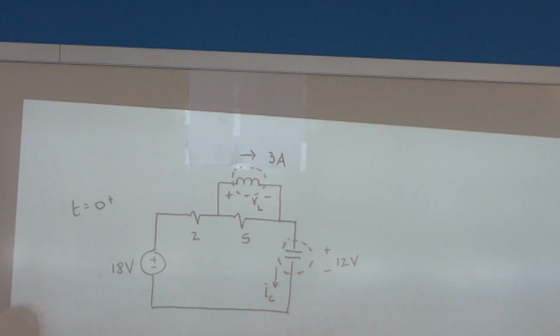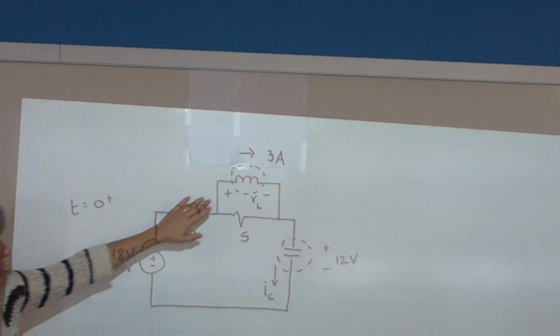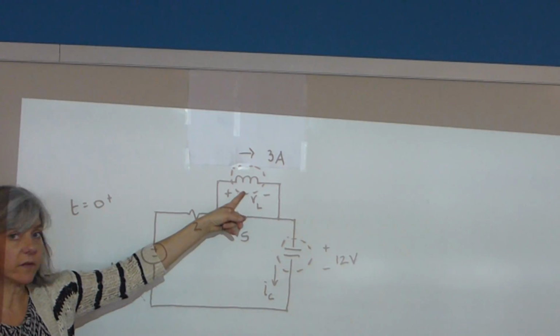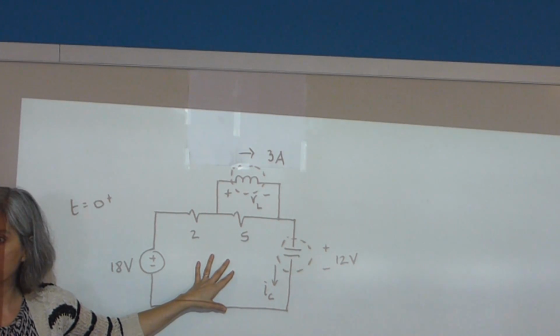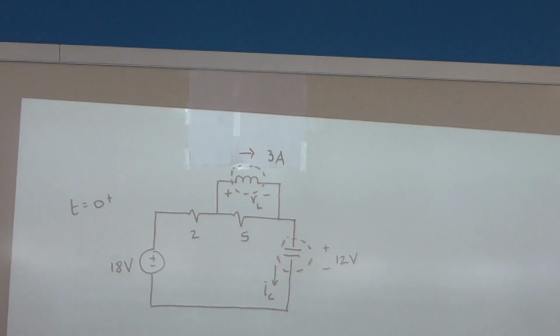Node and mesh, what do I know about mesh? I have two meshes. One of the currents is known, so I just have one equation. If I use mesh, I have one known, one unknown, so one equation.